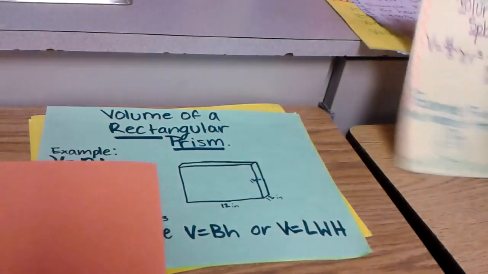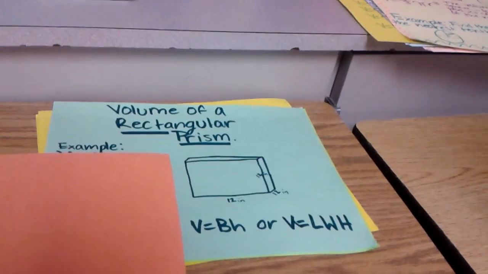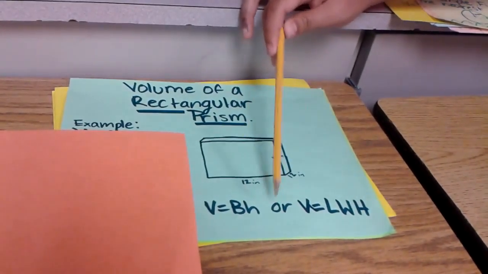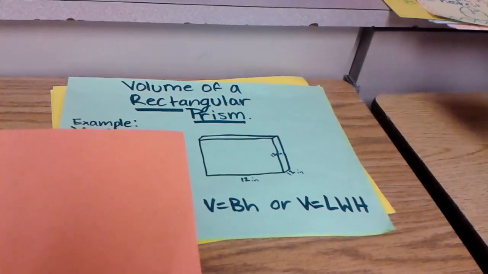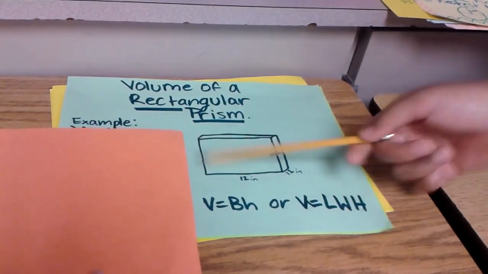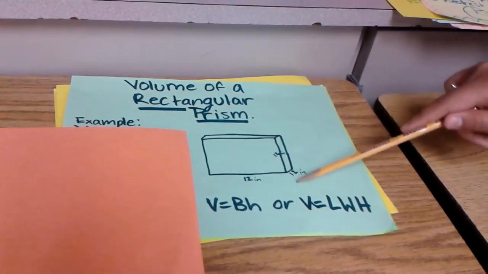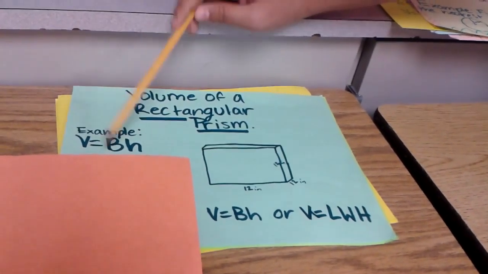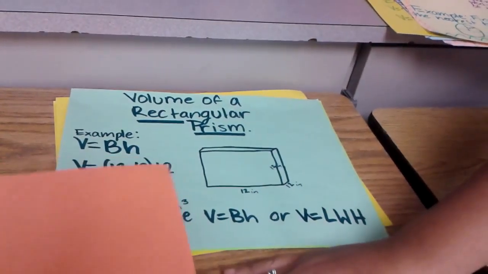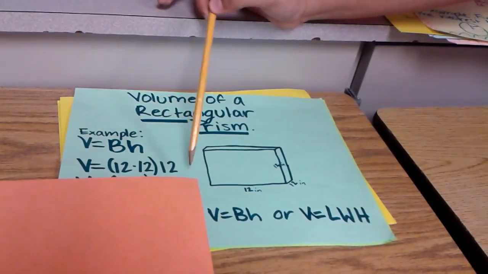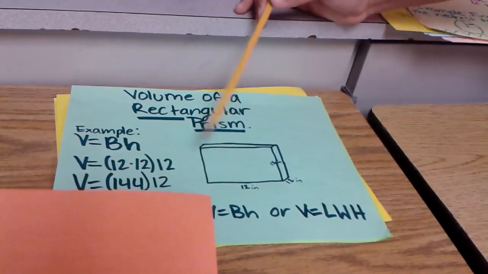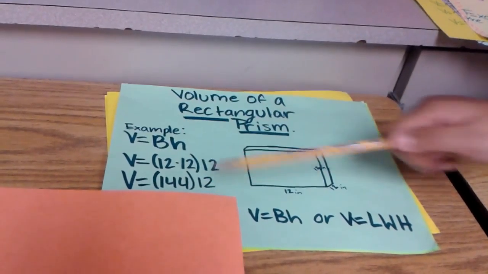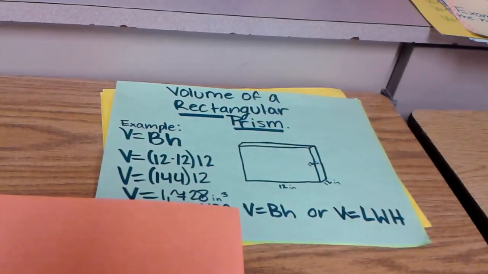Okay. Now the volume of rectangular prisms. The formula of the rectangular prism is base times height, or length times width times height. The length is 12 inches, the height is 12 inches, and the width is 12 inches. We put in the numbers, 12 times 12 times 12. We find what's in the parentheses, which is 144. Bring down this 12, which is 144 times 12, and we get 1,728 inches cubed.